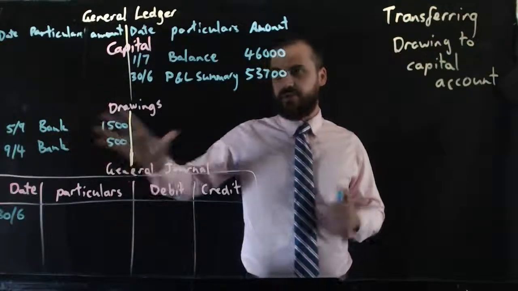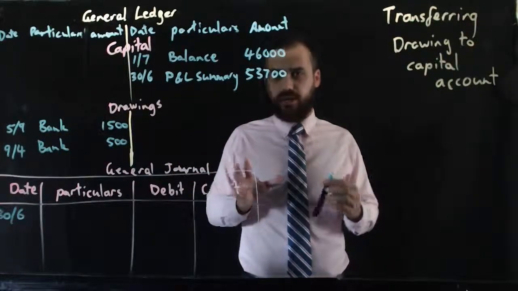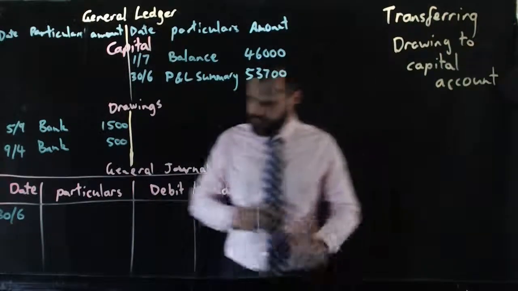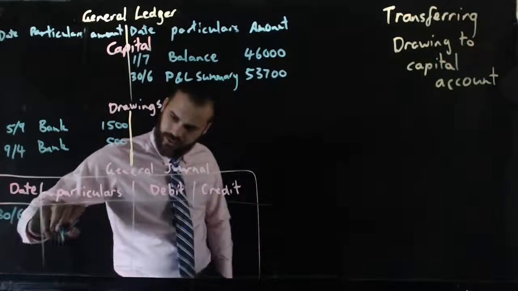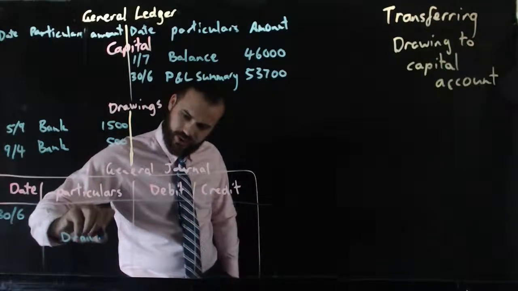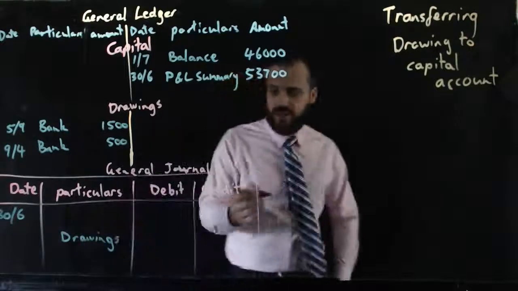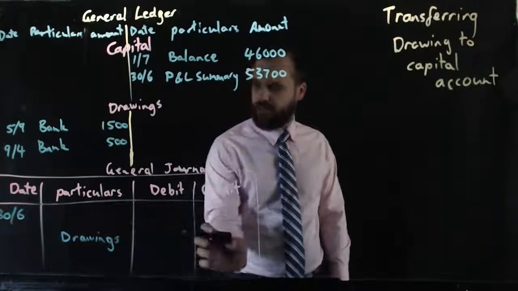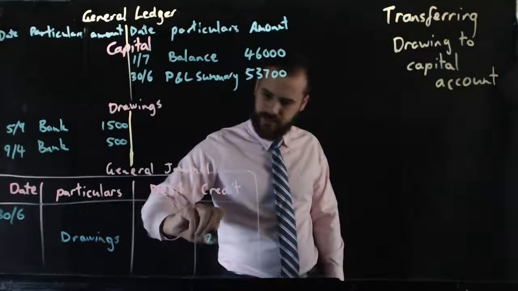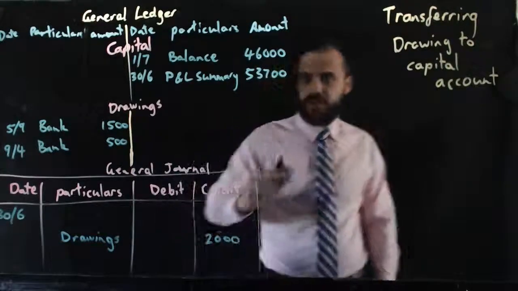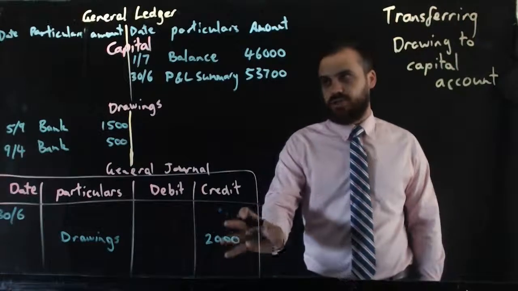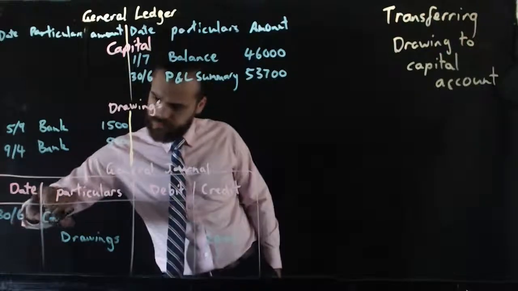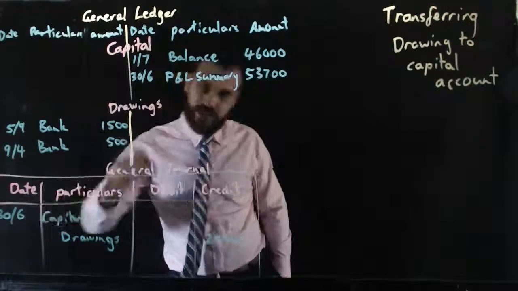So I'm going to have to do the opposite of that to our drawings account. I'm going to have to credit the drawings account. Okay, so I'm doing things backwards here because I want you to see how it works. You'll probably do things the other way here. Now, the drawings account is being credited $2,000. Now, that $2,000 is being transferred from the drawings account to the capital account, which means that I'm debiting that.